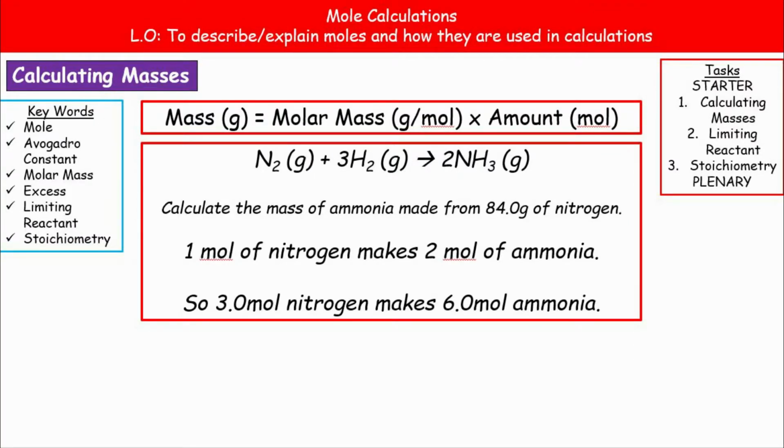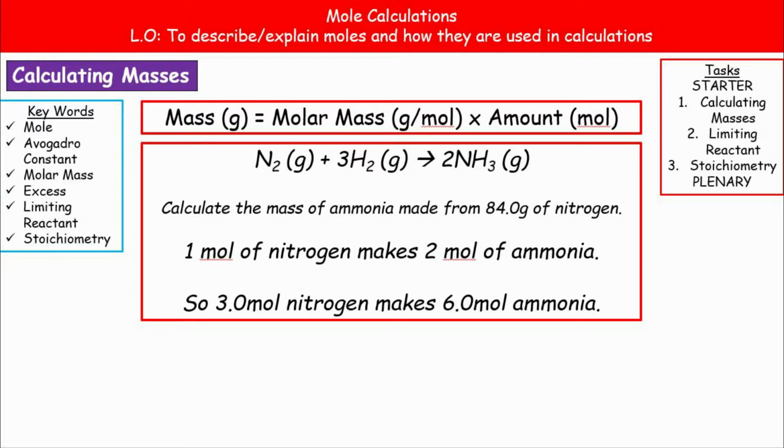The next step is we need to look at the balanced symbol equation. So we're only looking at nitrogen and ammonia again. If we look, we've got 1 mole of nitrogen because there's no number in front of it, so that tells us it's 1 mole. And that's going to make 2 moles of ammonia because there's a 2 in front of the NH3. So 1 mole of nitrogen makes 2 moles of ammonia.